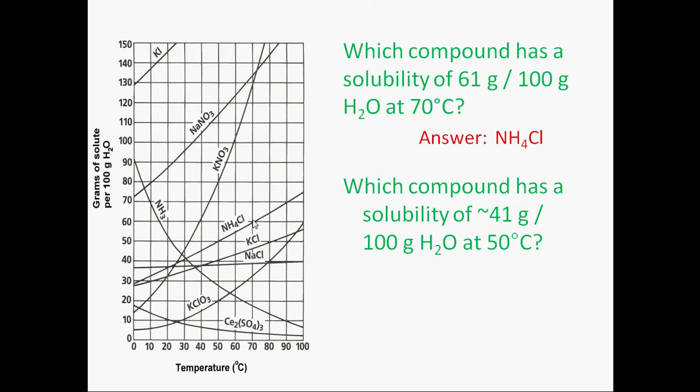Now, a similar question. Say we've got another compound that has a solubility of 41 grams of solute per 100 grams of water at 50 degrees Celsius. Which compound is that? So same deal. I will look at the intersection between a temperature of 50 degrees and a solubility of about 41. So I will find that point right there and see which solubility curve intersects that point. And what we see is that it's potassium chloride. That is the solute that intersects that point.